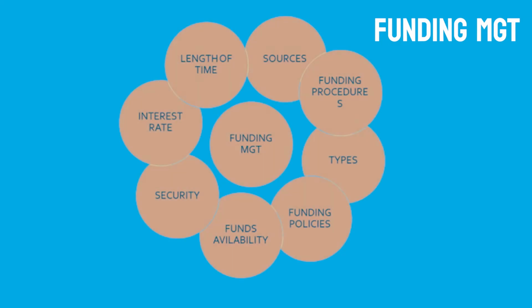And then funding. It is another function of treasury. This involves deciding on suitable forms of finance. So these are the four major functions of Treasury Department. While speaking funding management, I have put a chart over here. You please pay attention to the screen, okay. So funding management includes all these things. That is where funds are available and the length of time. That is the time needed to acquire funds, and interest rate, security types, sources, funding procedures, funding policies. All these things are included in funding management, okay.